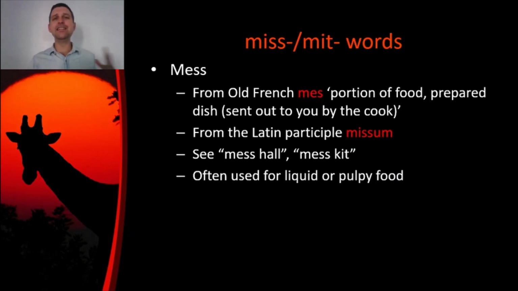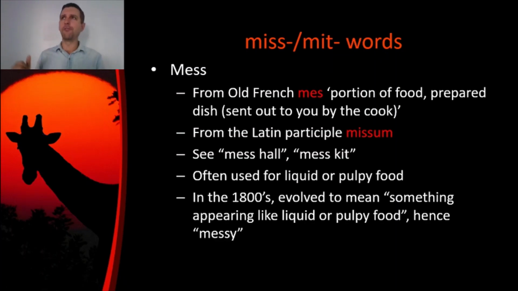So in the 1800s, this word was being used as a food dish, but it was often used specifically for liquidy or pulpy food. In other words, food that would be what we might today call messy, but they didn't actually have that word yet in the modern sense. So in the 1800s, the word started to evolve from a food dish that might be liquidy or pulpy or gooey or something like that to the quality of what that looks like on your plate. Or maybe, let's say, you drop it on the floor of the cafeteria or something like that.